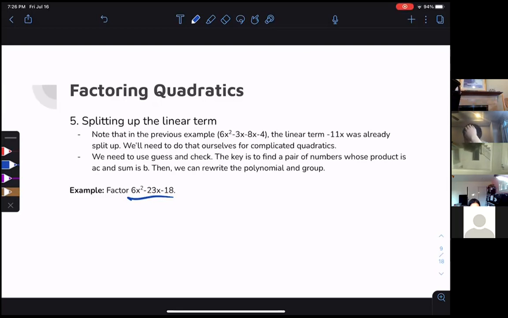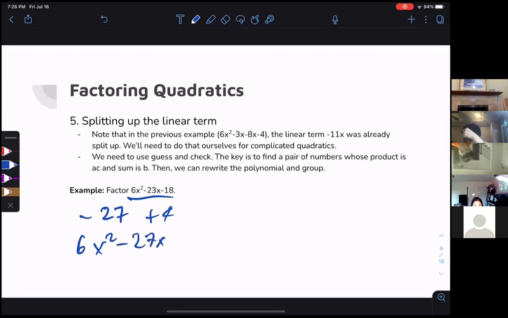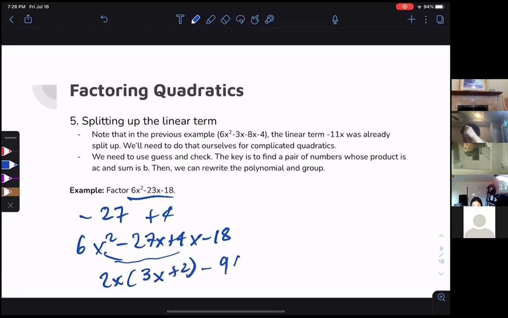And yeah, if you just stop and think, you'll see that negative 27 and positive 4 are the terms you want to split the negative 23x into to group. So it's 6x squared minus 27x plus 4x minus 18. And then you can just group this with this. So that would be 2x times 3x plus 2 minus 9 times 3x plus 2, giving you your factorization: 2x minus 9 times 3x plus 2.